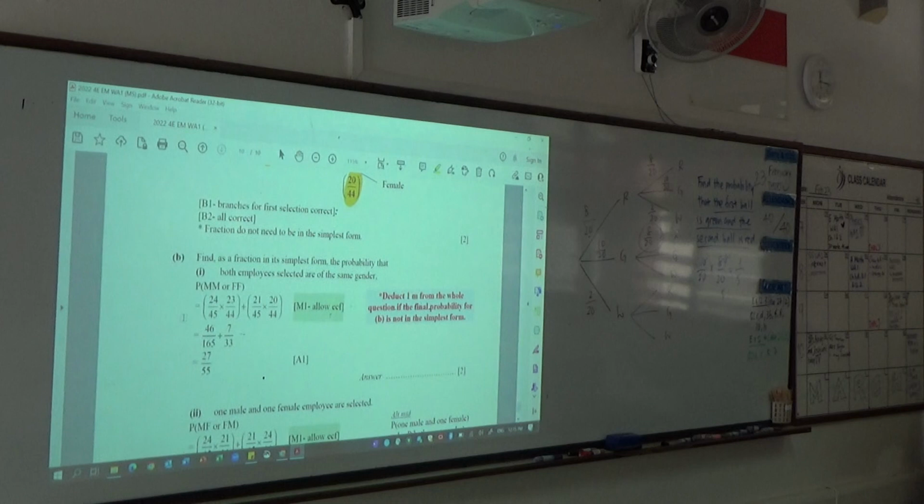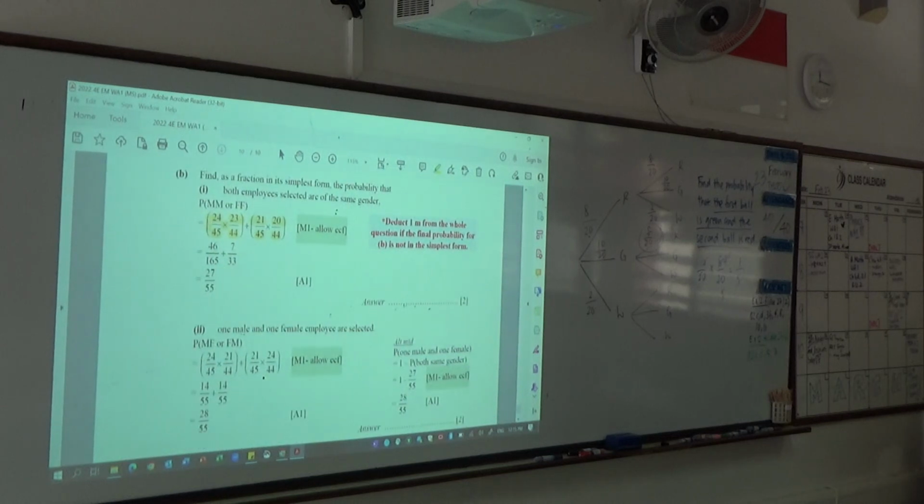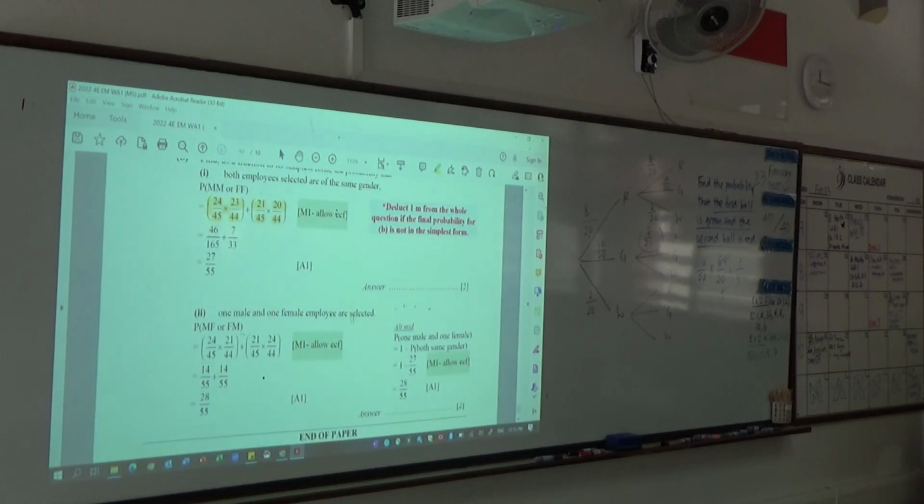Like I mentioned, along the branch we multiply, different branches we add. Then part 2, it will just be 1 minus the previous answer. Otherwise, you can consider by cases as well.